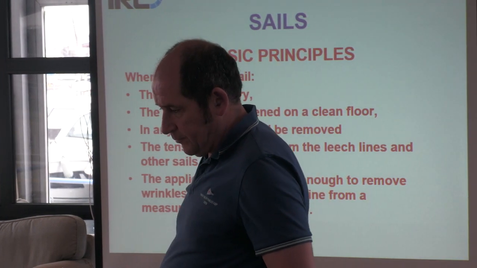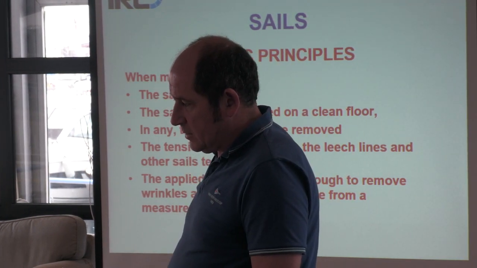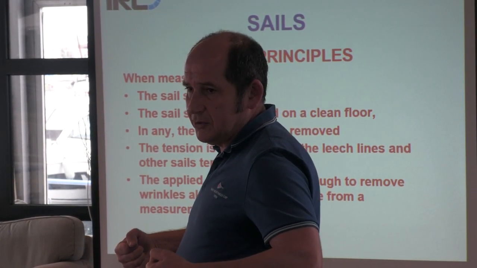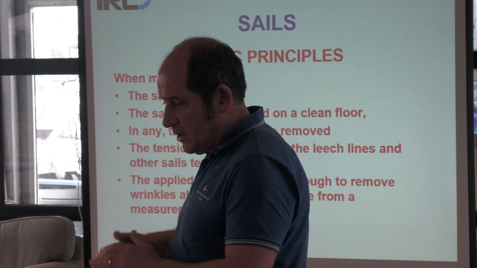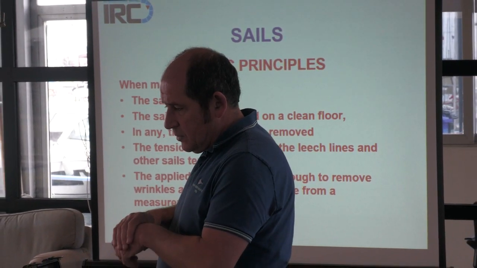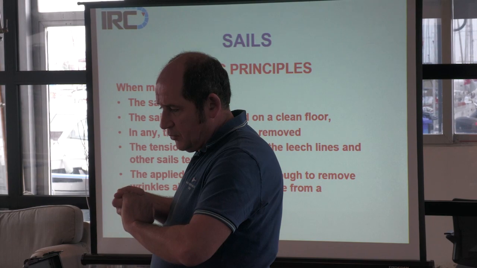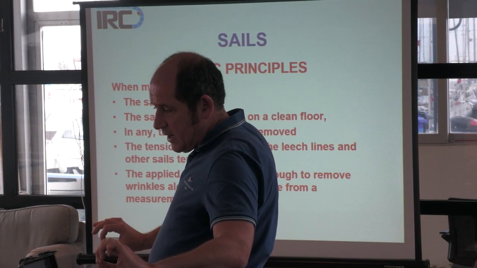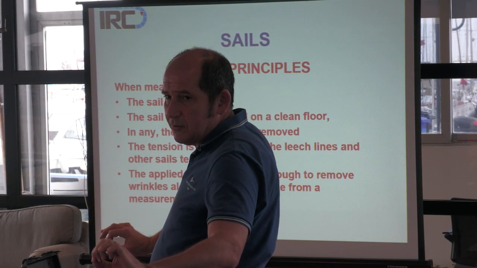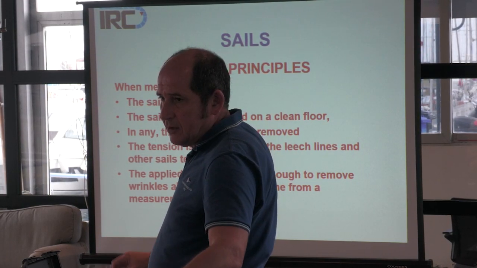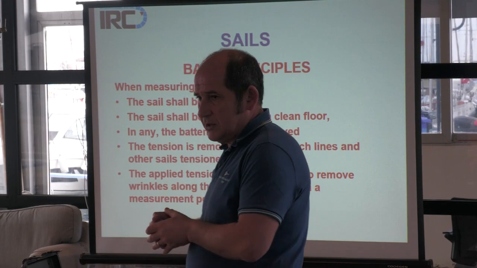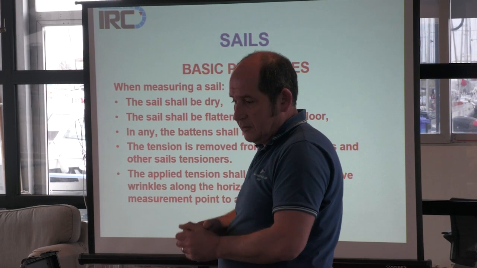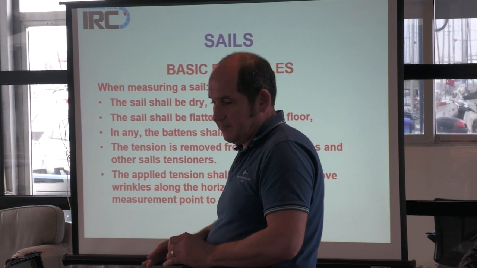And when you measure a sail, we still have the problem of the tension that you will put on the fabric, okay? And the rule is that the tension that you will apply shall be just enough to remove the wrinkles along the line, the horizontal line of the measurement that you have to take. You will pull the sail just to remove the wrinkles along a horizontal line. Not more, it's not necessary.